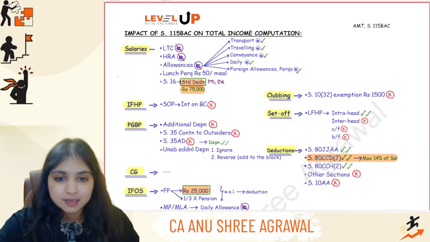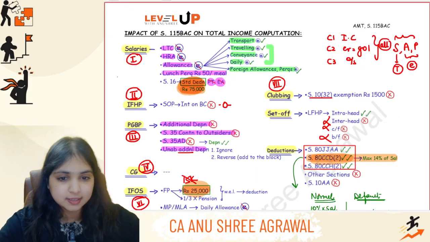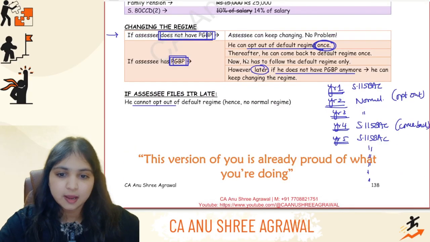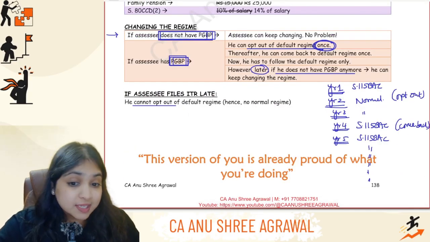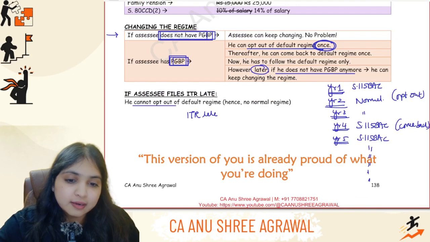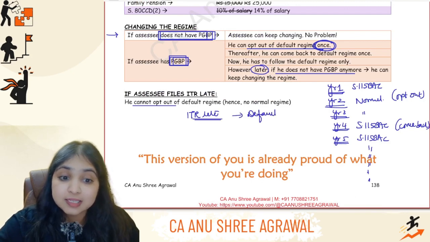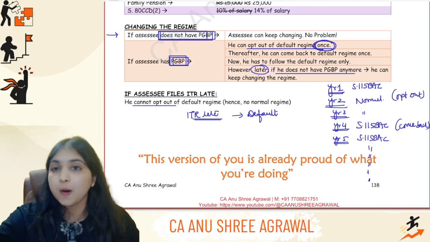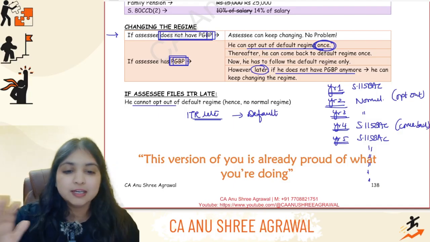Understanding? I'll repeat again for you. Listen, look at this. If the assessee has filed ITR late, then the assessee's ITR has to be as per the default regime only. The assessee will not have the option of opting out. It has to be as per the default regime only.